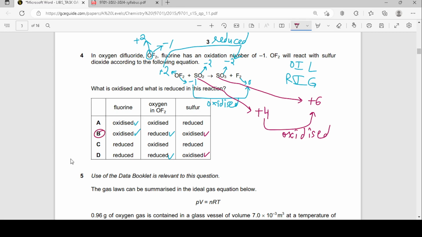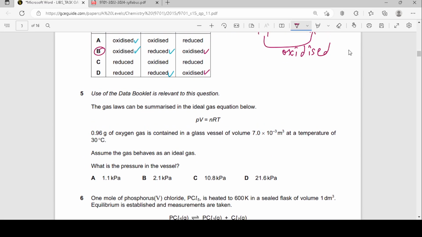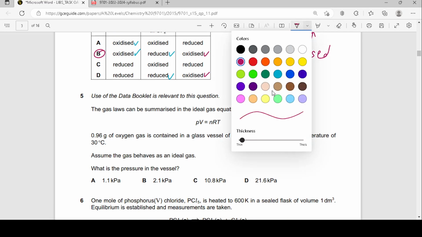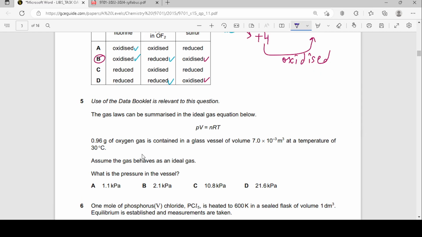So let's go to the next question now. Oh yes, ideal gas questions, my favorite. Use of the data booklet is relevant to this question. The gas laws can be summarized in the ideal gas equation below. 0.96 grams of oxygen gas is contained in a glass vessel of volume 7 times 10 to the power of -3 cubic meters at a temperature of 30 degrees Celsius. Assume the gas behaves as an ideal gas. What is the pressure in the vessel?